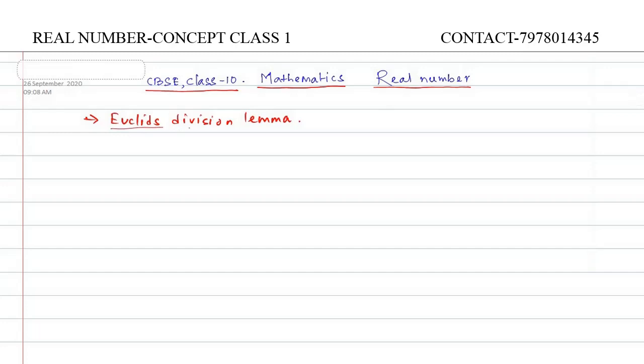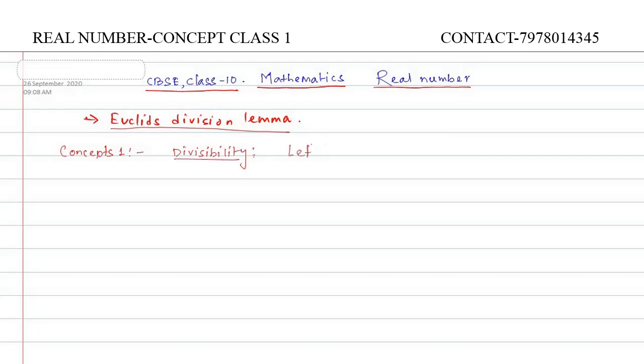Now, in order to prove this Euclid's division lemma, or to see what this Euclid's division lemma is, before that we see some concepts so that we can use these concepts to prove Euclid's division lemma. Now what is the first concept? The first concept is divisibility. So what do you mean by this divisibility?